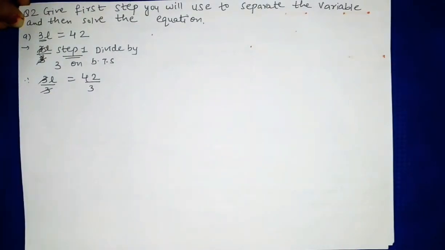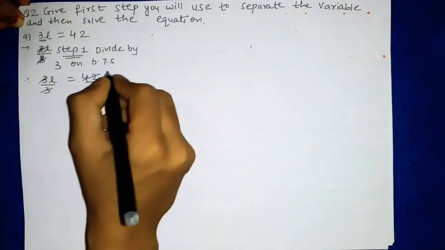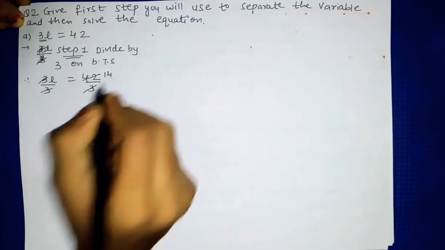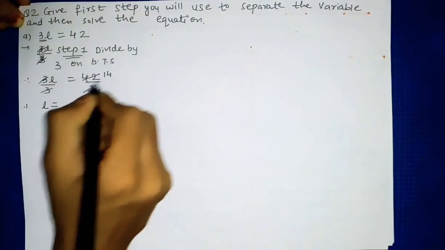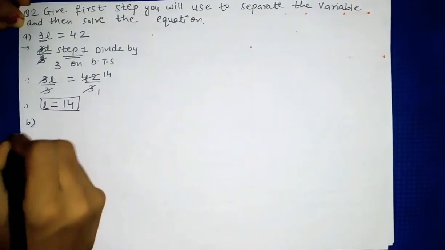Now this 3 and 3 cancel, and here also cancellation is possible. So 3 ones are 3, and 3 fours are 12. So 14. Here what is left? L equal to 14. So this is our answer for the variable. So this was the first one.